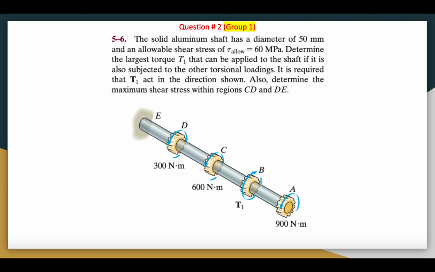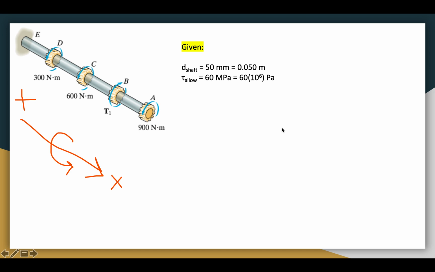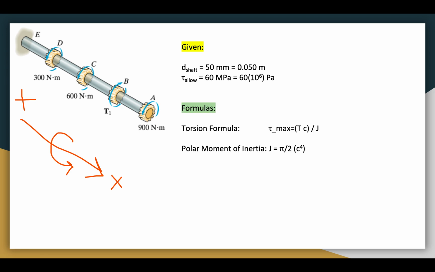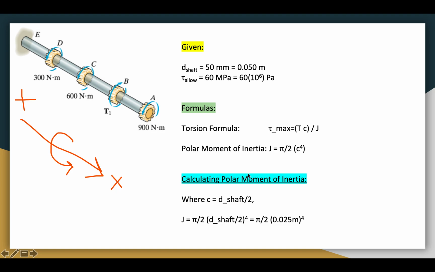So here's the problem. You can pause the screen and read it, but basically what we want to do is find the maximum torque at T1 when we know that the allowable shear stress is 60 MPa. Before we start, let's go over the things that we were given in the problem. We have the diameter of the shaft, our allowable shear stress, and some formulas that may or may not be useful.